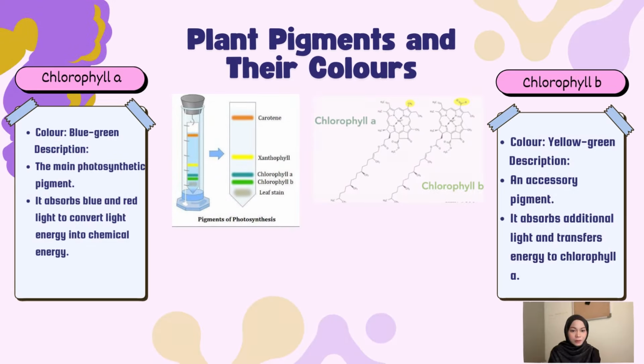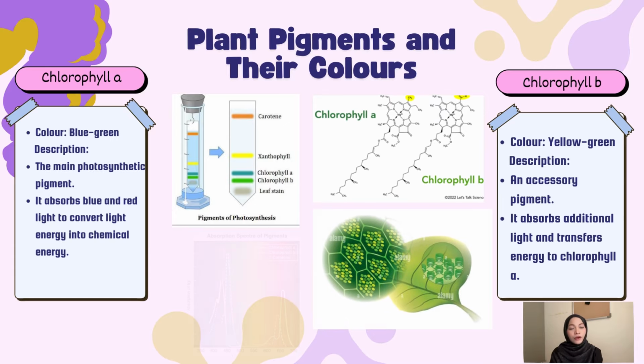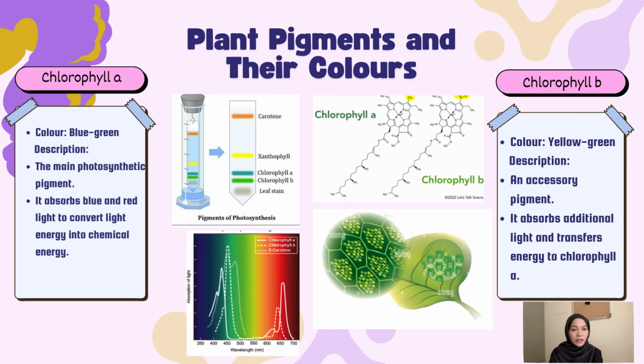Now, I will explain the plant pigments observed and their colors. One of the main pigments observed is chlorophyll A, which appears blue-green in color. Chlorophyll A is the primary photosynthetic pigment found in plants. It absorbs light energy mainly from the blue and red regions of the light spectrum and plays a major role in converting light energy into chemical energy during photosynthesis.